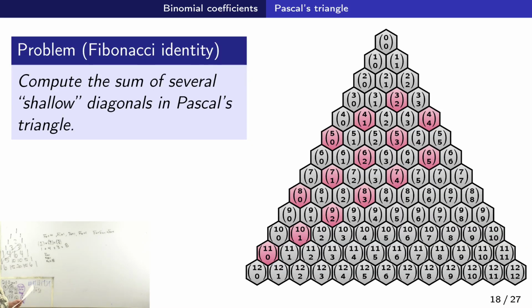All right. The Fibonacci identity, I'm missing some letters, is as follows. That's an i.